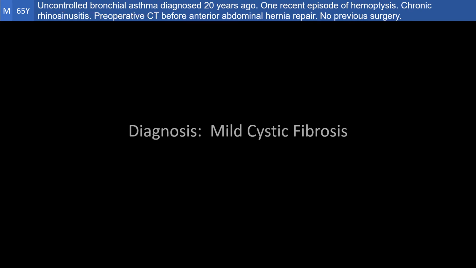Cystic fibrosis is very well known as a disease of childhood. Occult and mild forms, however, do exist, and the diagnosis of the present case is mild cystic fibrosis.